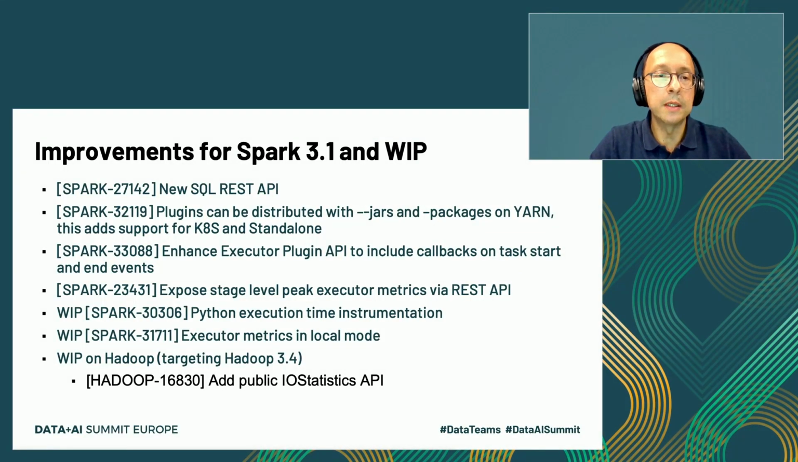In Spark 3.1, you will find already quite some improvements in this infrastructure. You will find, for example, a new SQL REST API, and plugins are also getting improved. So there are various JIRAs that I mentioned here that we can expect next year with Spark 3.1, and some that are still work in progress, and then some work also on Hadoop that is quite interesting, that can then be picked up by Apache Spark in terms of IO instrumentation.